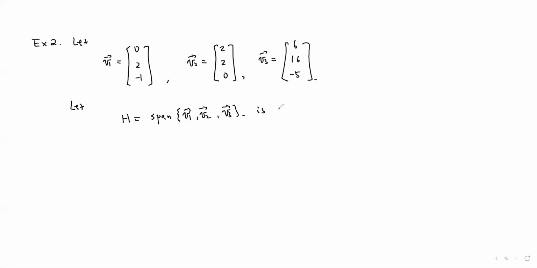This is a subspace of R3. Because H is spanned by these three vectors, put these three vectors together, we have a set that is a spanning set of H, because this set spans H. It is a spanning set.